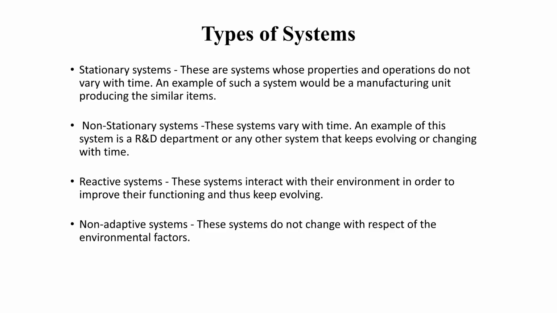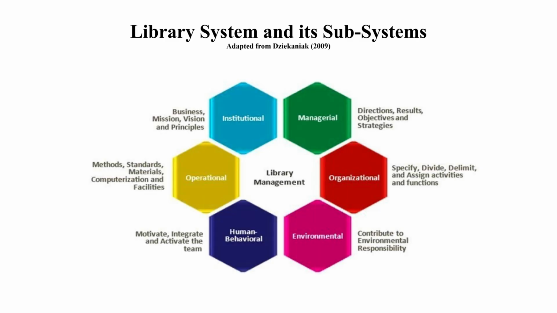So, till now we have learned about different types of systems. Now, I am going to discuss the library system and its subsystems. This system and subsystem classification is adapted from G. Kenya in 2009. A library may be divided into many subsystems: institutional, managerial, organizational, environmental, human behavioral, and operational.